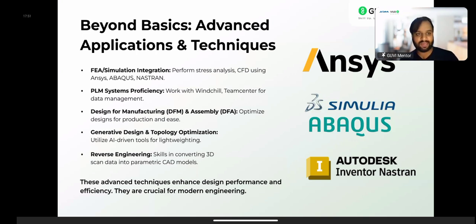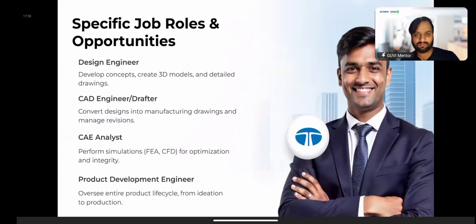Any questions on this? Because this topic we discussed already. So these are the specific job roles and opportunities: design engineer, and you can be a CAD engineer or drafter, who converts designs into manufacturing drawings and manages revisions. That is the job of the CAD engineer or drafter.